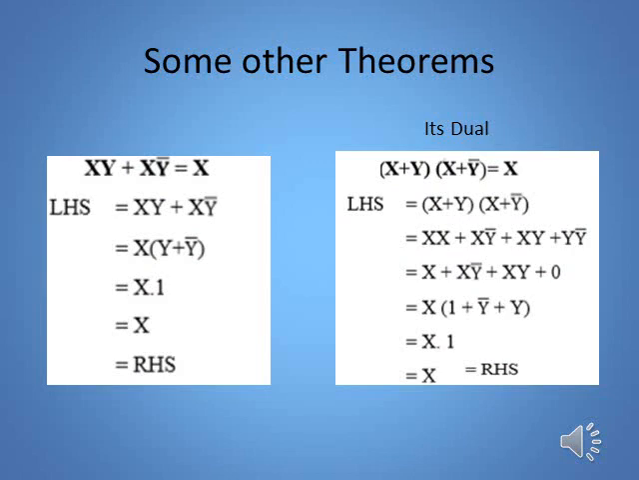Here are some other theorems of Boolean algebra, like xy plus xy bar is equal to x. The proof is given here using algebraic method. Here we take the x variable common from the LHS. We get x dot 1 because y plus y bar is 1, which is equal to x, that is RHS. And the other one is the dual of the first one, that is x plus y dot x plus y bar is equal to x. Wherever dot is there we have a plus here, and wherever plus is there we put a dot. So as you can observe, the proof is given here using the algebraic method.